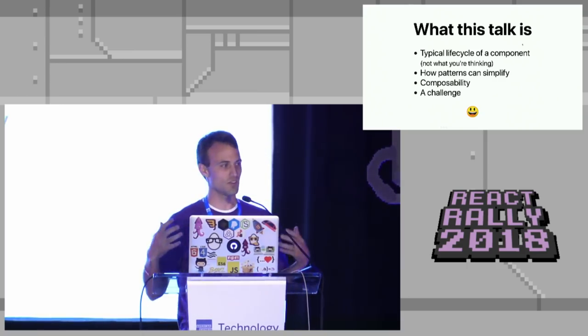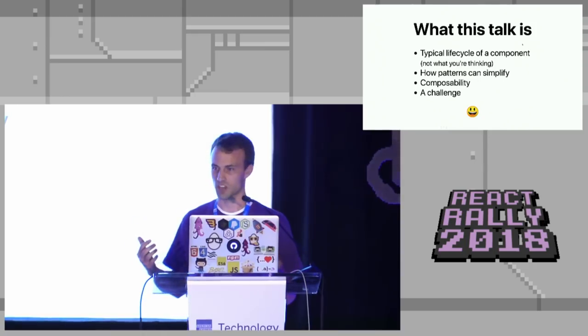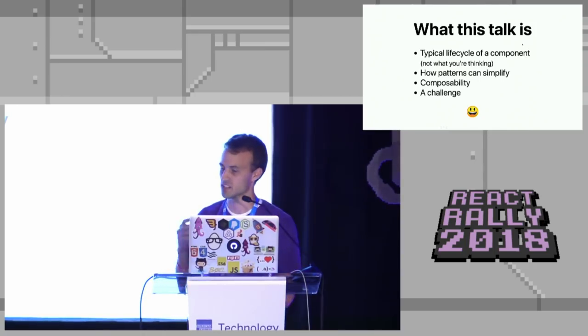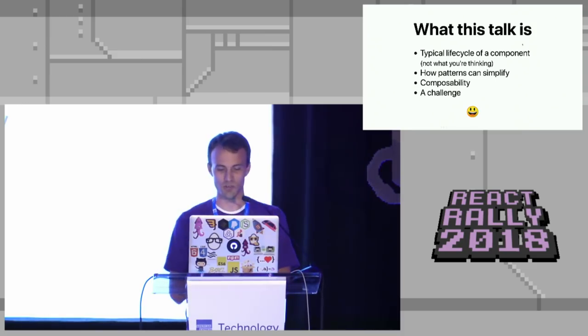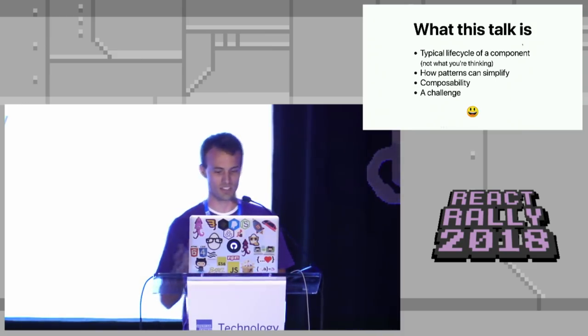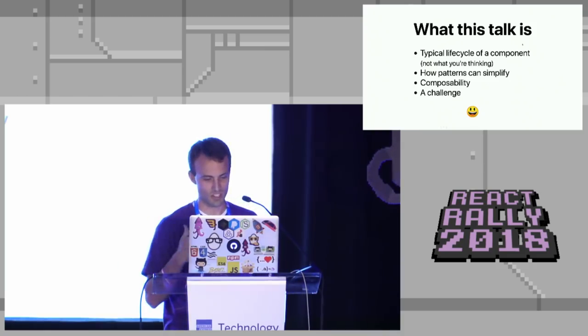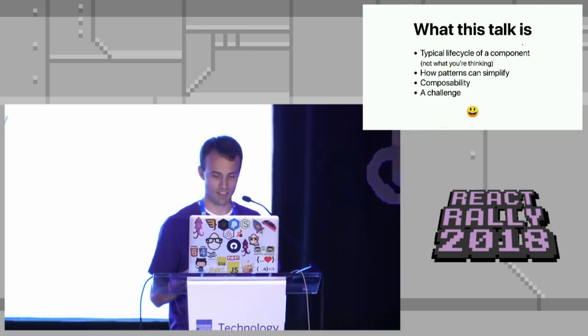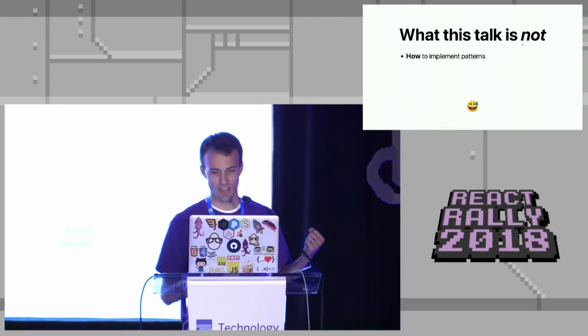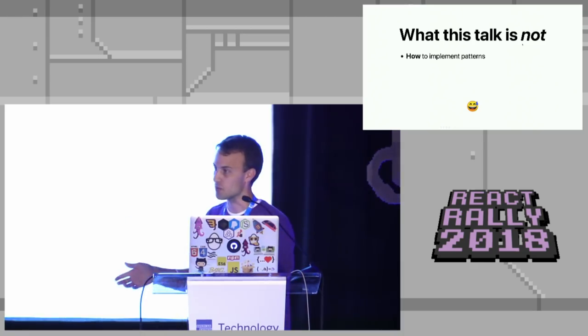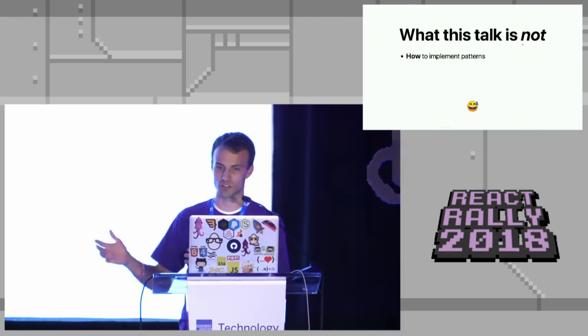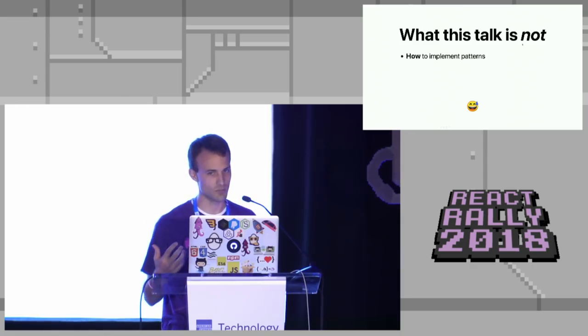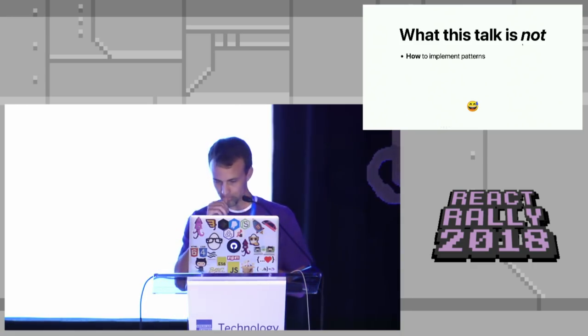Just to give you an overview of what we're talking about, I like to start my talks out with expectations so you can decide whether you want to be on Twitter or not. We're going to be talking about a typical life cycle of a component. This isn't what you're thinking. This is a story. I'm going to show you some patterns that you can use to simplify this component, and we'll talk about composability, and I'll give you a challenge. This talk is not how to implement these patterns. I have some resources toward the end of my slides on how you can implement some of these patterns.